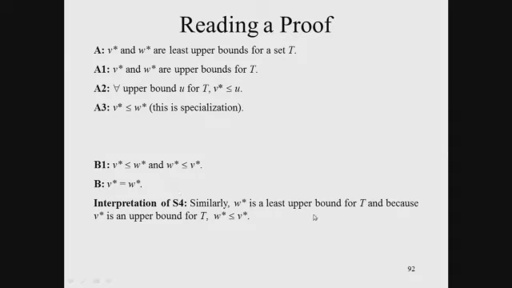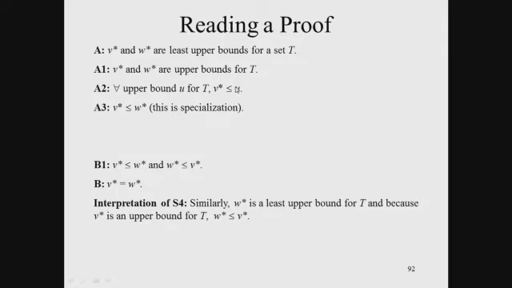Similarly, W star is the least upper bound for T, and because V star is an upper bound for T, W star is less than or equal to V star. What do you think the author's doing here? Similarly. Using the same method? Using the exact same argument.